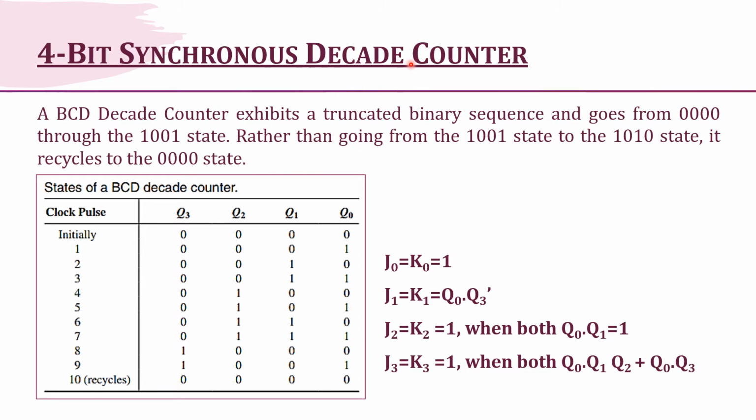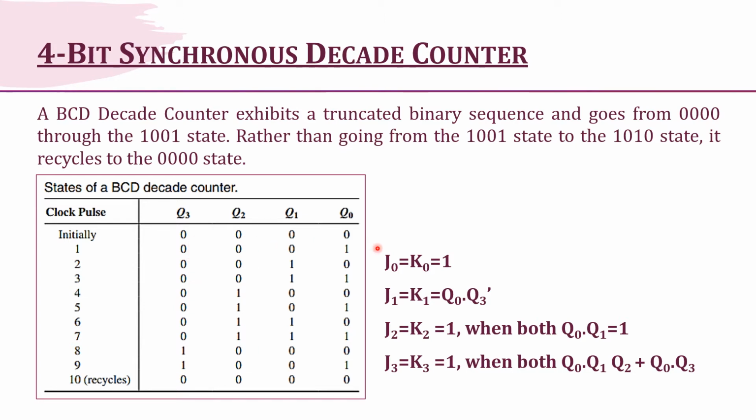But out of these 16, only 10 states are valid in this BCD counter. The states from 1010 to 1111 are invalid in a BCD counter. When we look into the state table of this BCD counter, we can see that during the 10th clock pulse, after the 1001 state, it should be reset back to the 0000 state. That is, instead of moving to the 1010 state, it should be reset back to 0000.